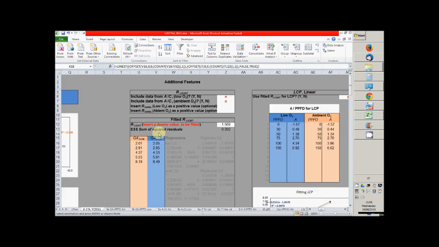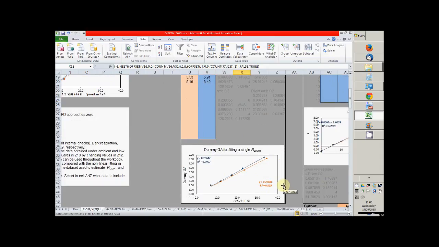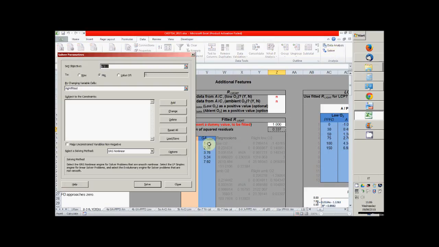Another additional feature allows to fit a value for respiration in the light concurrently to the ambient oxygen and low oxygen light curve. To do so, we may insert a dummy number here, and we may use solver to find the value for respiration in the light fitted, which concurrently satisfies the two curves.